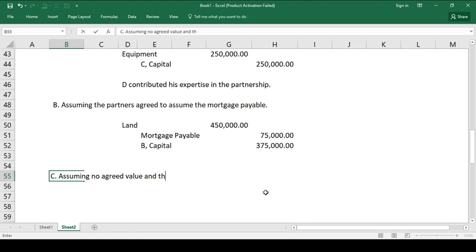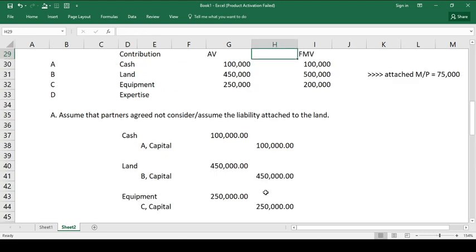Ano po ba entries natin? Well, kung hindi po binigay yung agreed value, we will look for what? We are going to look for the fair market value, which is clearly provided in the problem. Assuming daw itong mga agreed value na to hindi binigay, we will use the fair market value. So our entry will be this way, no?